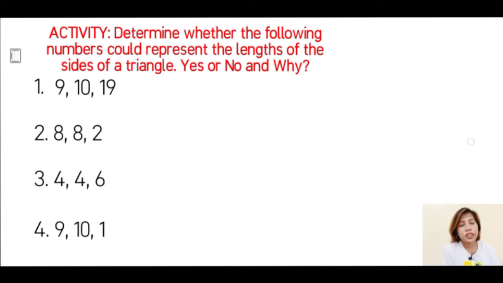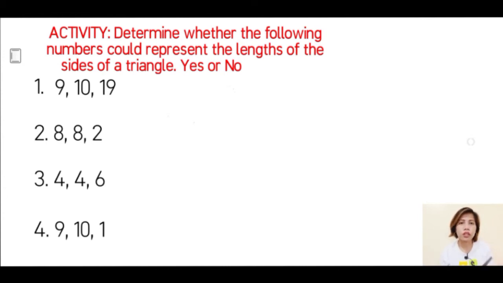So, let's have an activity. Let's determine whether the following numbers could represent the lengths of the sides of a triangle. Yes or no, and why? So, kailangan magkaroon tayo ng tatlong true statements. Pag may isa lang po na false, automatic, hindi na po siya pwedeng maging sides ng triangle. So, pag meron lang pong isang false, automatic, no na yung isasagot natin.